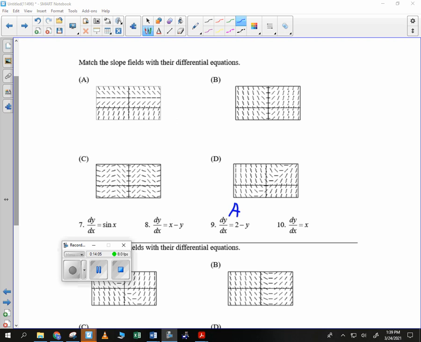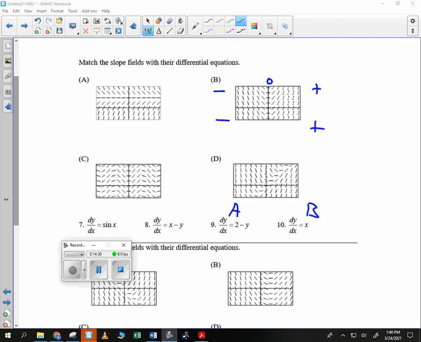Where did you match letter B to? 10. Notice that we have just x. X is positive here and here. X is negative here and here. X is 0 down the middle. So notice everywhere over here, it's negative going down. Here it's positive going up. And here it is 0. So that is the correct one.